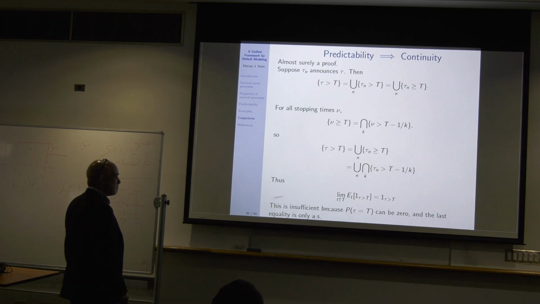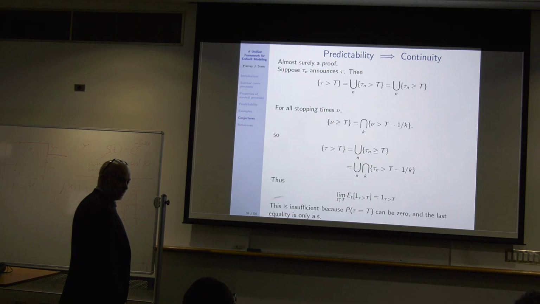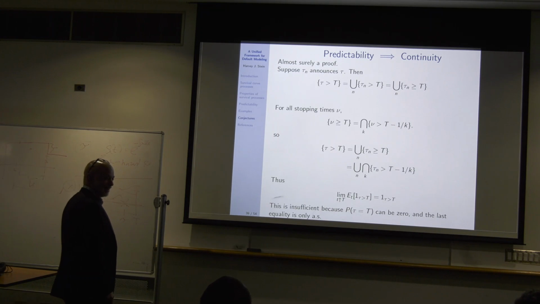So I guess you say you prove that predictability implies continuity almost surely. Is that something along those lines? Yeah. Okay.